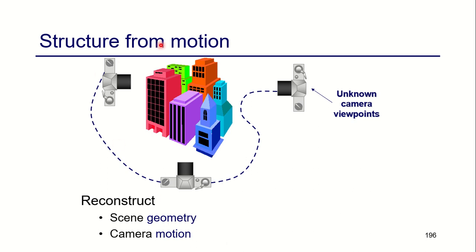The next topic is structure from motion. So you have a structure to be captured, and the way you do it is fix some random points around the object and you capture the picture. So this is capturing the structure in movement. So you have unknown camera viewpoints. So you don't know which point has been captured. To reconstruct the picture from all the 2D pictures to 3D, you must know the scene geometry and also the camera motion.